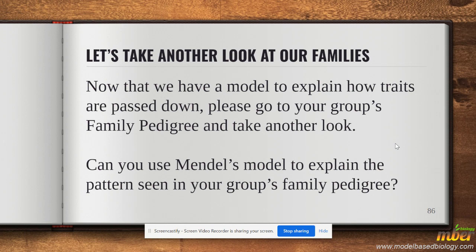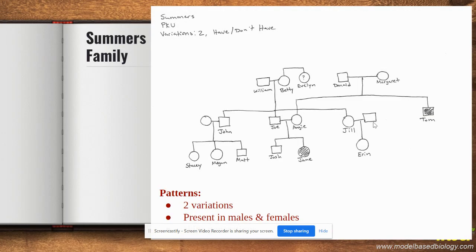But now we're back to your doodle sheet. So right now you should be looking at that doodle sheet handout. Okay, so now that we've gone through all of that information, you should have just completed the Geniverse activity. If you choose to do it out of order, that is okay, but by doing the Geniverse activity, you will have more information to help you with this. So now that we have a model to explain how traits are passed down, please go to your group's pedigree and take another look. So I'm going to briefly talk about all of them.